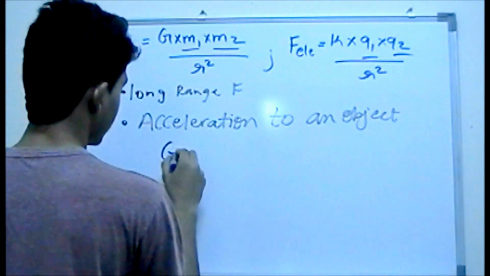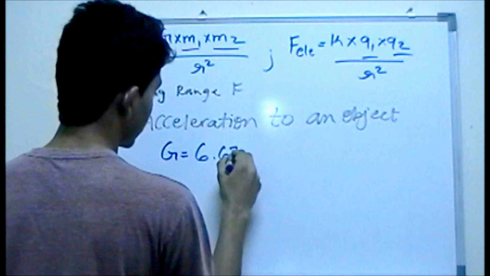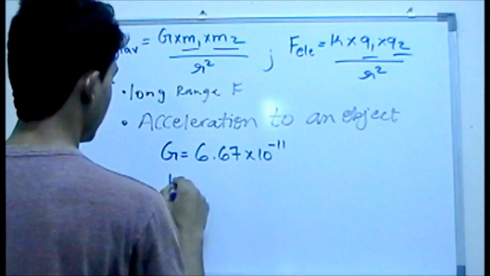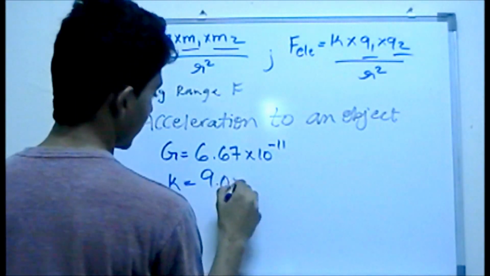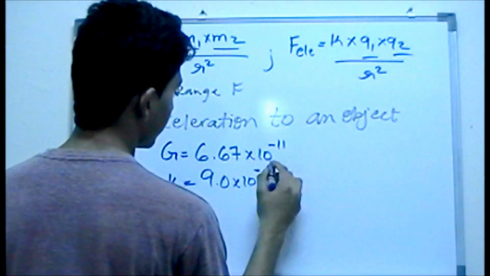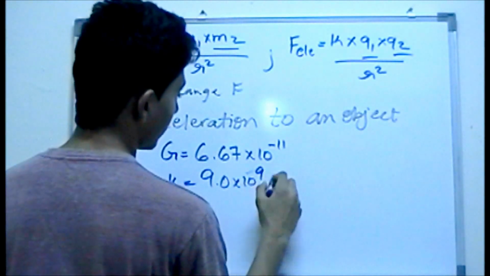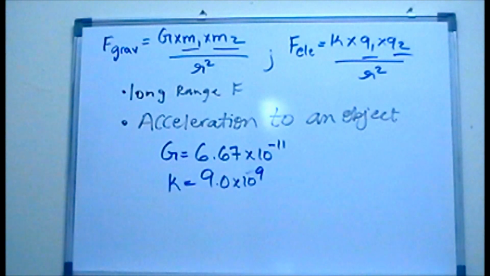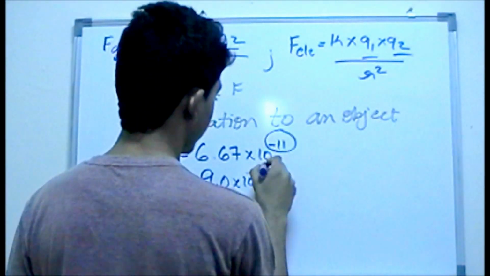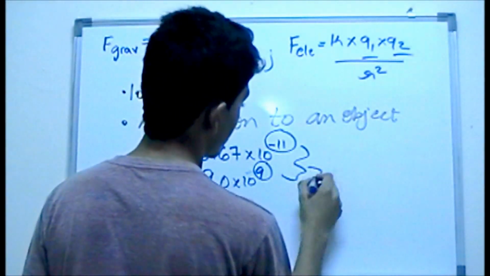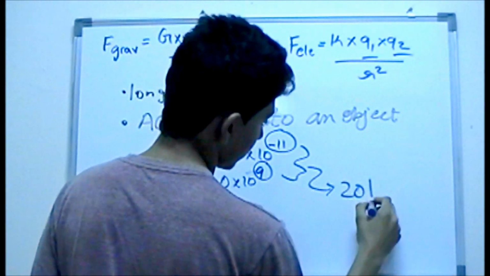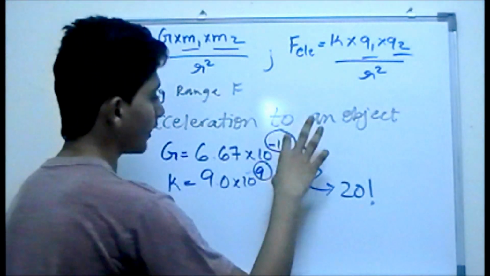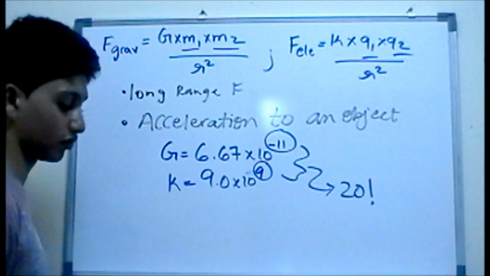The gravity constant that we use is equal to 6.67 times 10 raised to the negative 11. Here the K is equal to 9.0 times 10 raised to the 9. So basically what I'm trying to say is the difference between those exponents is 20. So that's a huge number. And all it means is that if you have different exponents, the number is going to change as well.